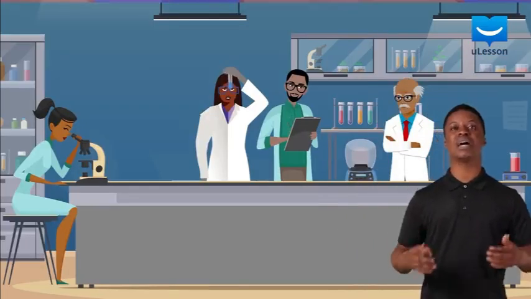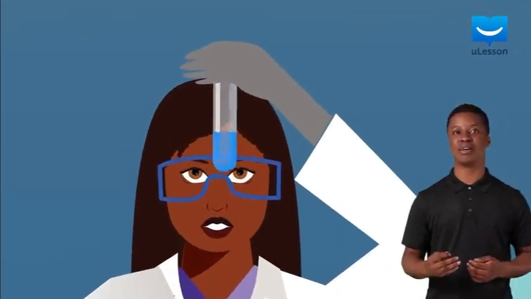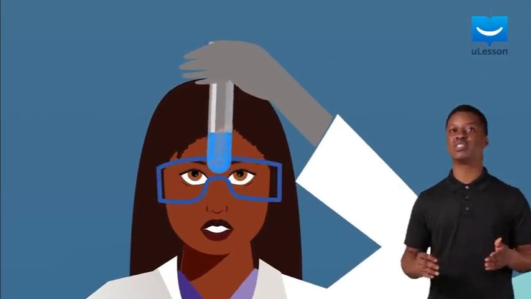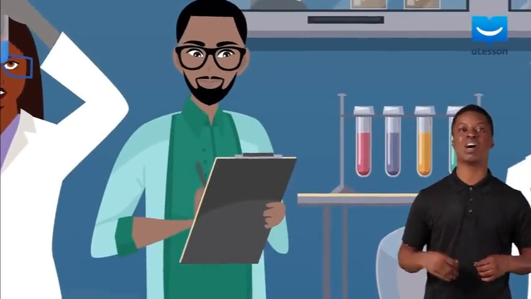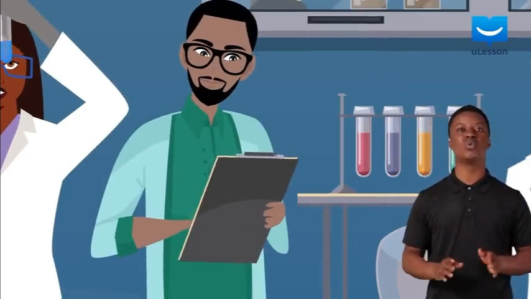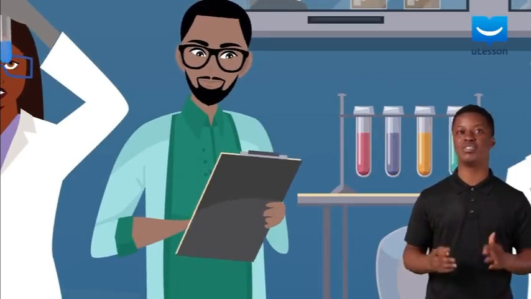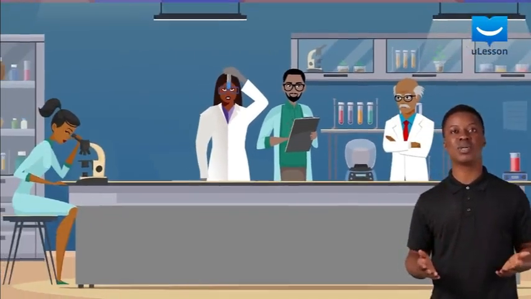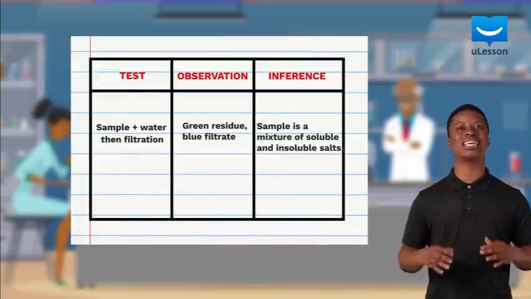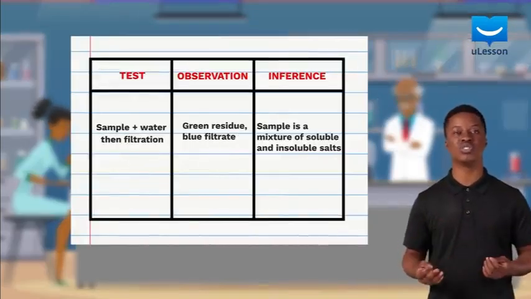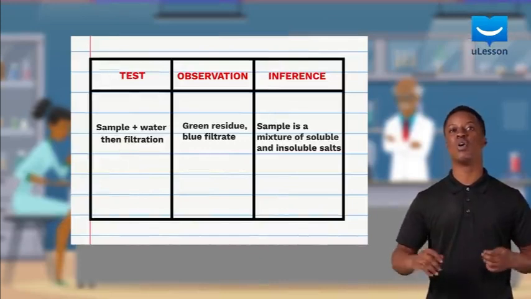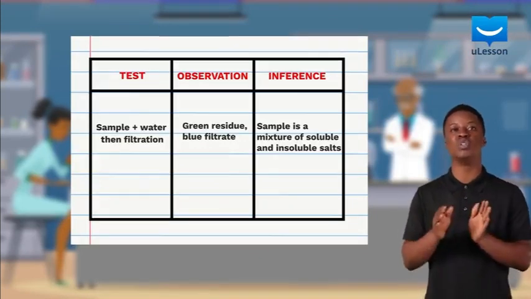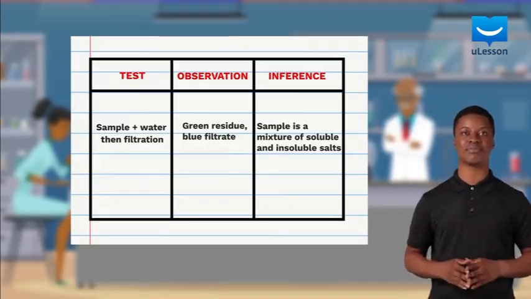Now, during qualitative analysis, we carry out tests on an unknown sample. During the test, we need to make and record our observations based on what we perceive with our senses during the test. And this is because these observations can help us to draw conclusions or inferences on what the composition of the unknown test sample is.